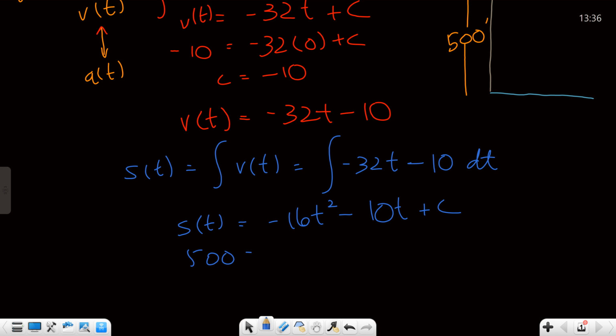So 500 is equal to negative 16 times 0 minus 10 times 0 plus c. So again, nothing exciting here. We know that c equals 500.